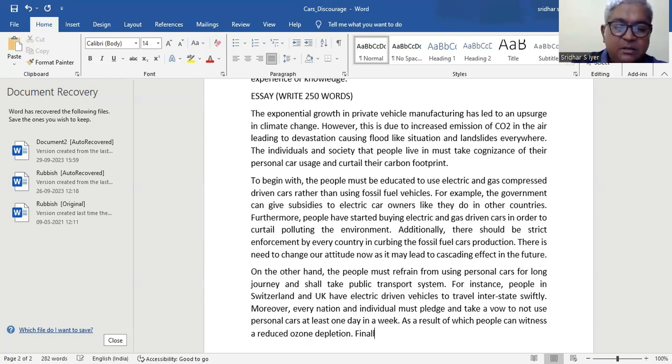Finally, if every citizen starts acting soon, there will be a day when the Mother Earth can go carbon negative.